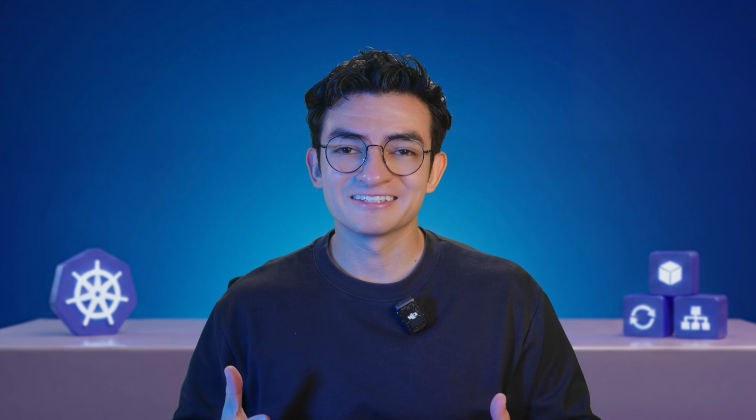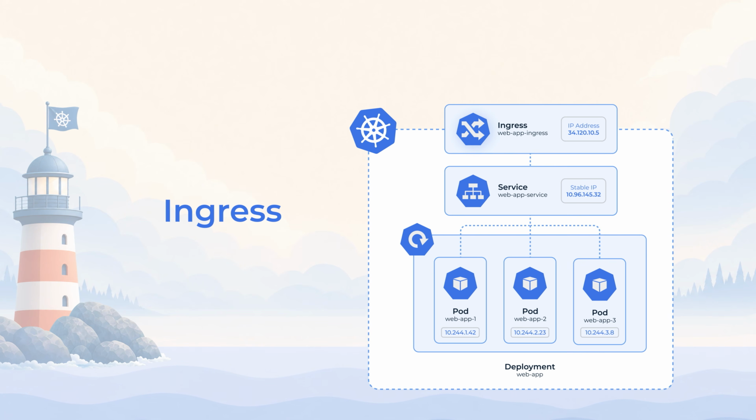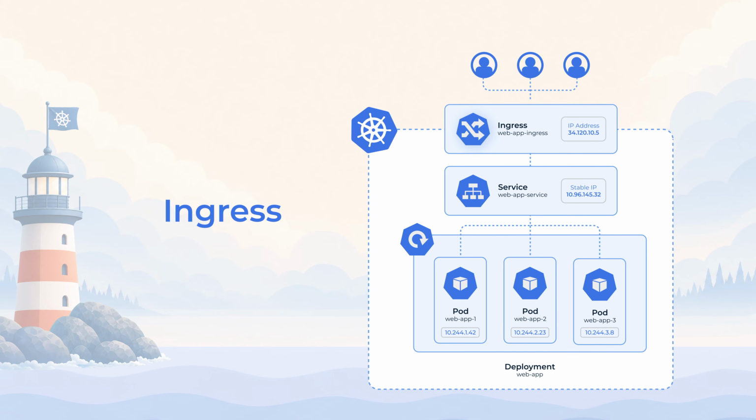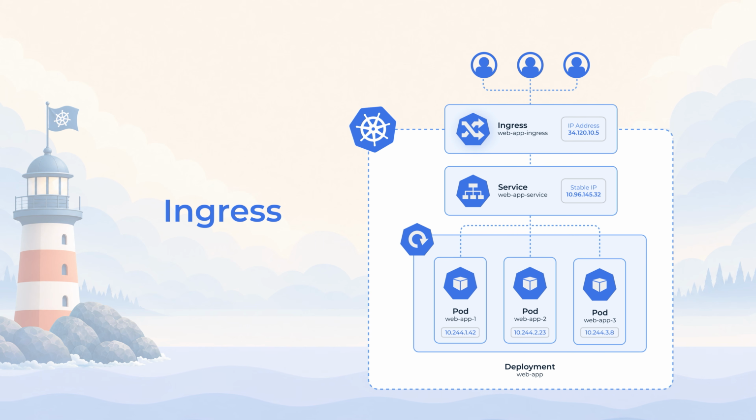But what about users outside the cluster? For the moment, our app is only reachable from the inside. For that, we need a new object, Ingress. Ingress exposes your existing services to the outside world. It's the entry point of your cluster. When someone visits your application from the internet, Ingress decides which service should handle the request.